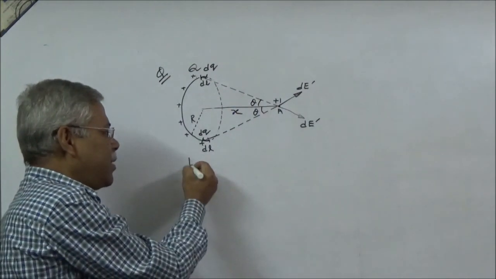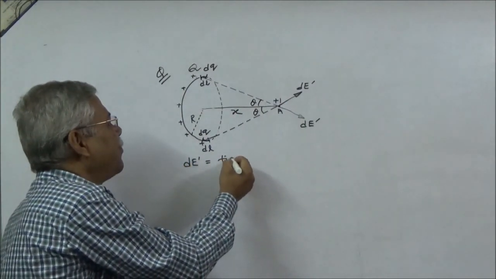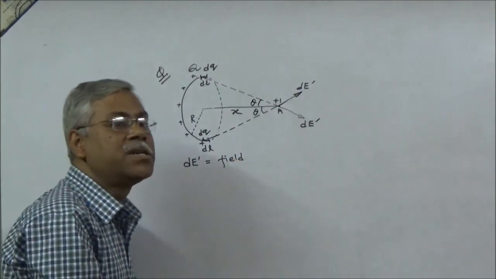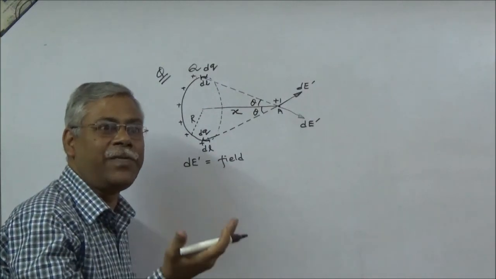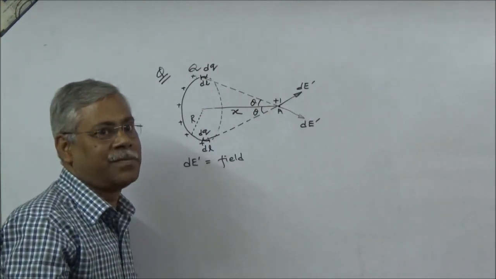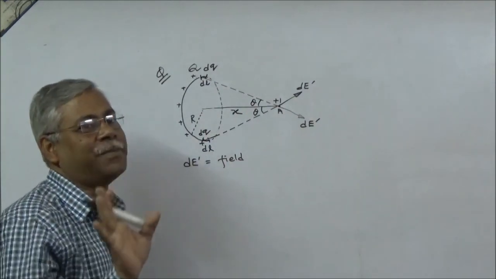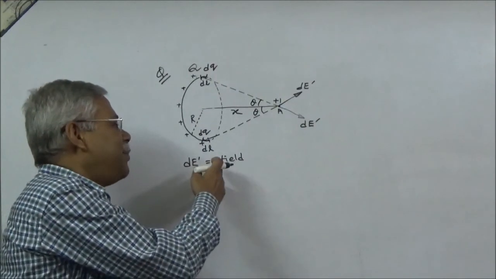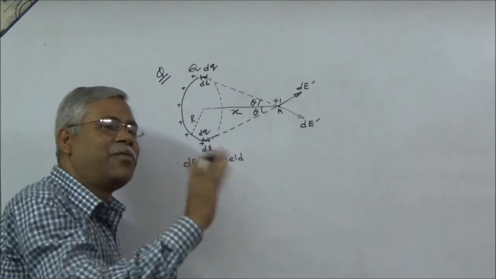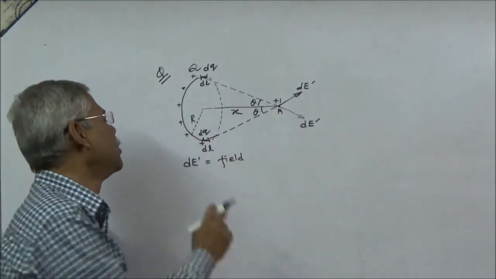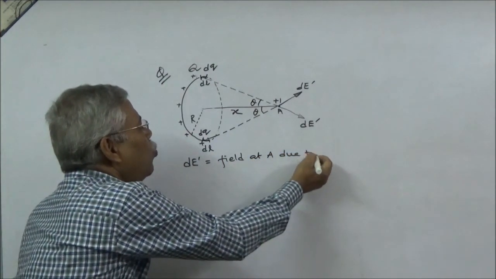First you write dE dash equal to field. Electrostatic field and intensity of electrostatic field are synonymous, having the same meaning. I may write intensity of electric field, you may write electric field, both are the same. So dE dash equal to field at A due to dq.